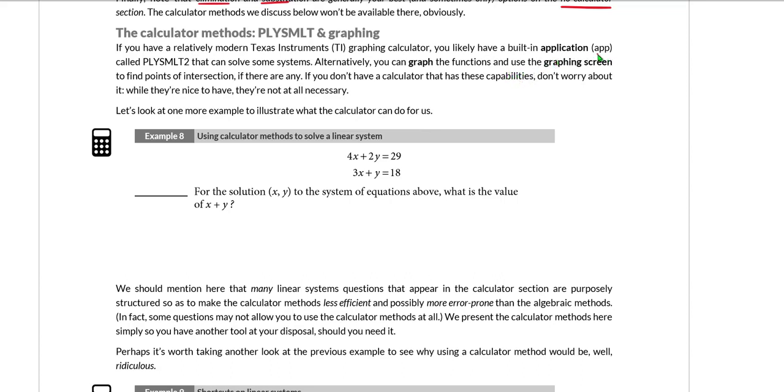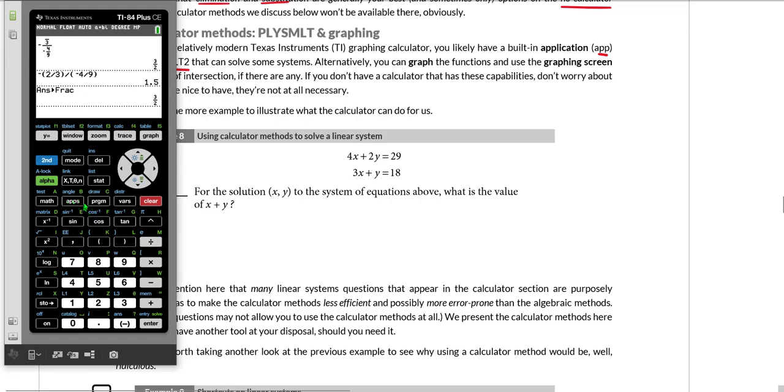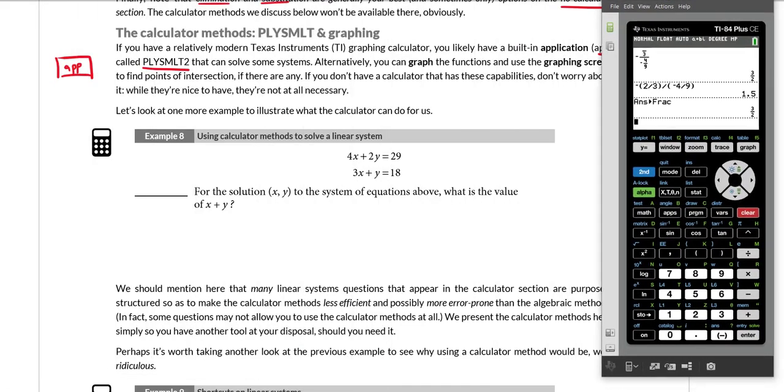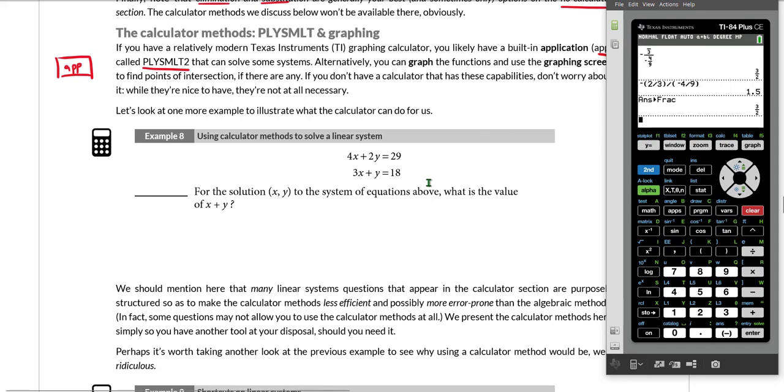We have an app called PolySmlt 2. If you do have a more recent, more modern TI graphing calculator, you almost certainly will have this app in your calculator. If you just press the app button, which is right next to the program button, I will show you that right now. Your app button is right here, apps. You can also use your graphing screen.